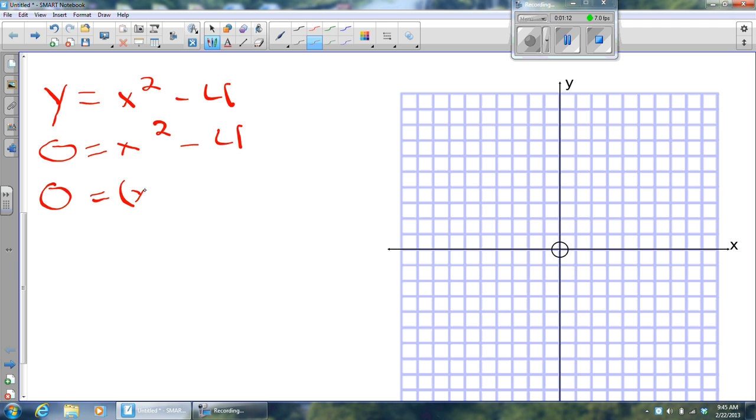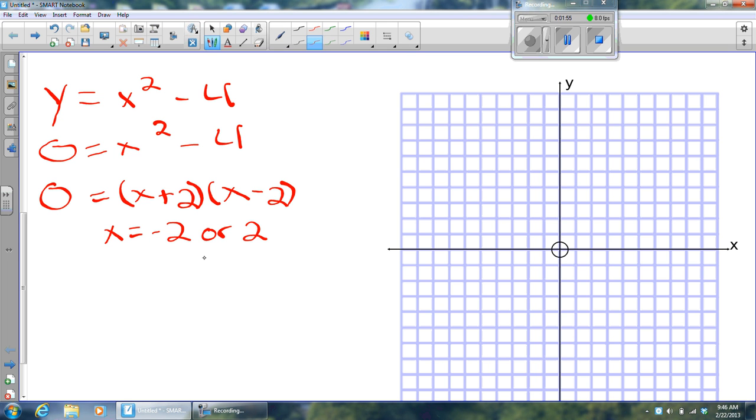We've got x and then an x over here. And 4 is a perfect square. So we have a 2 and a 2. And since there's no middle term and the 4 is negative, we're going to have a plus 2 and a minus 2. So now we're going to solve for this. So x is going to equal negative 2 or positive 2.